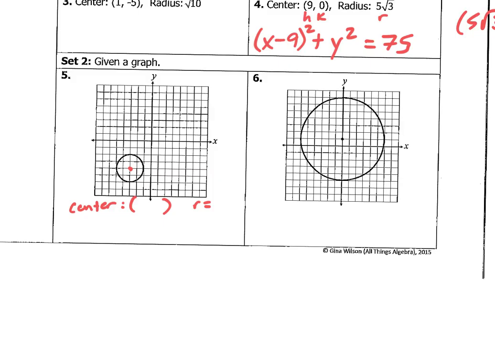So we're going to start at 0, 0, and we're going to go left 1, 2, 3, and we're going to go down 1, 2, 3, 4. So left 3, down 4. My center is at negative 3, negative 4.